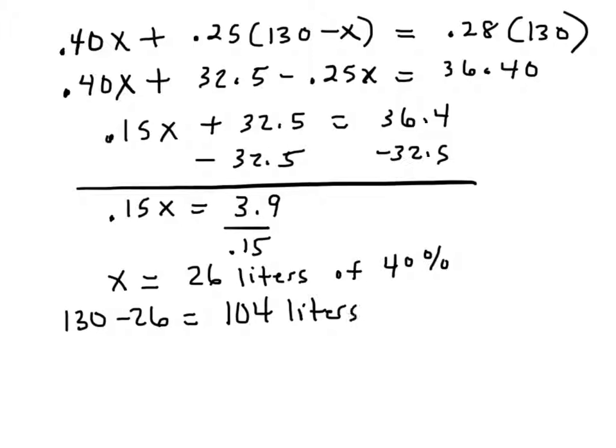at the 25% concentration. So the 26 plus 104 should be the 130 liters total that I am going to have. And then I will have 130 liters at the 28% concentration that I need.